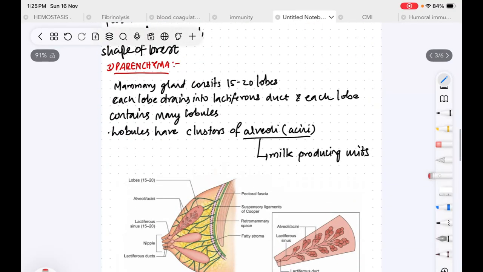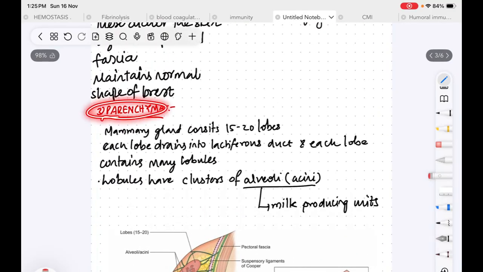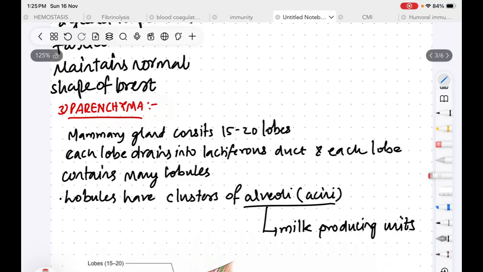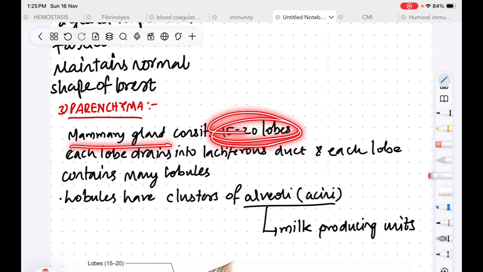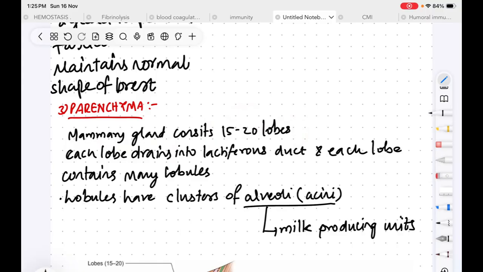Now we'll talk about parenchyma. What exactly is parenchyma? We can study parenchyma in the form of lobes. The mammary gland consists of 15 to 20 lobes. Parenchyma is the main functional gland, and it contains 15 to 20 lobes. Each lobe drains into a lactiferous duct, and each lobe contains lobules.